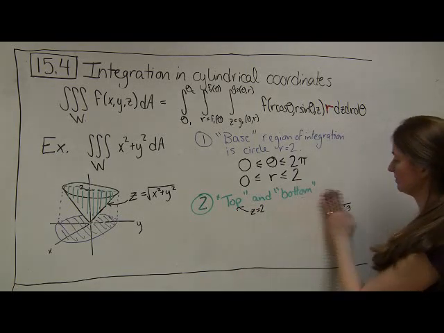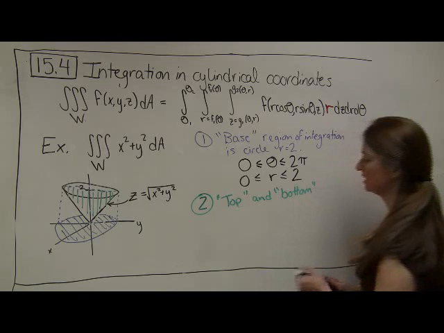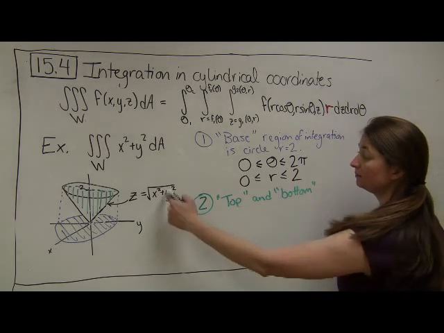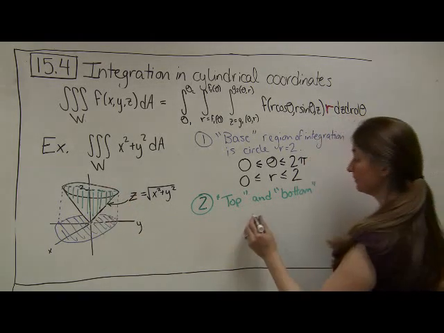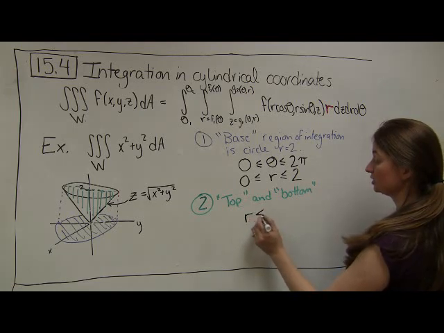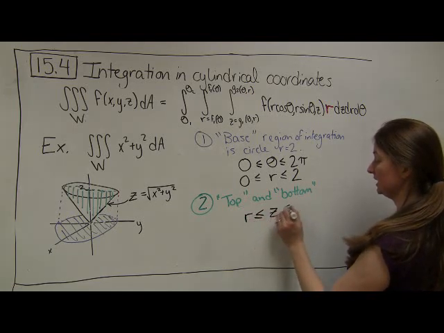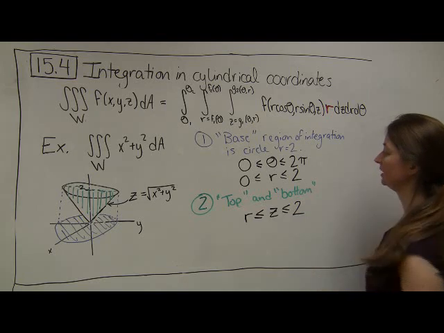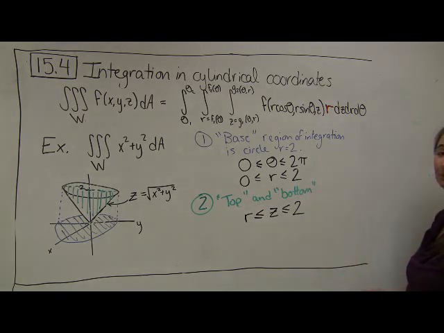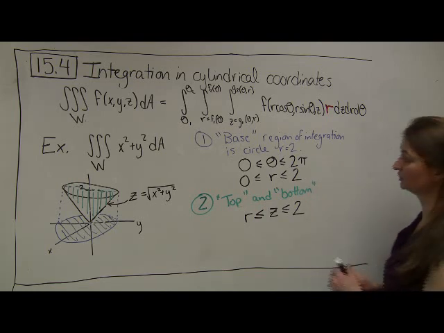This tells me that my bounds on z in this case are going to be bounded below by the cone shape, which we just found was r. So r is less than or equal to z is less than or equal to 2. Notice that these bounds of integration, they're pretty nice. It means that it'll be pretty nice to be able to set up our integral. So we have these bounds. I'll write them down.